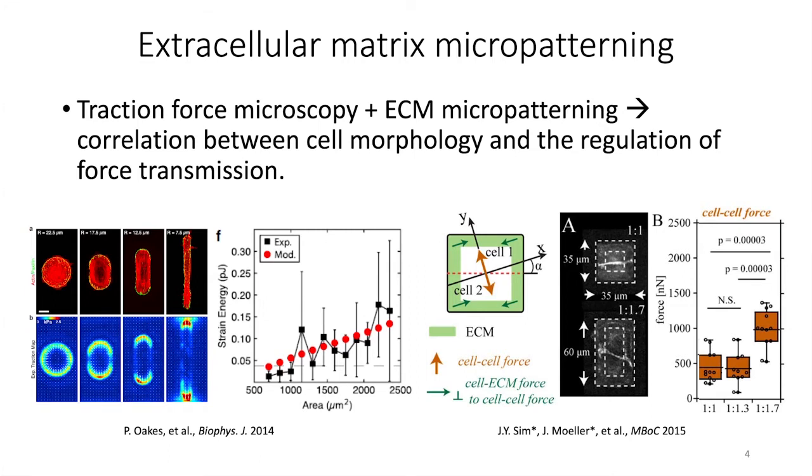In the figure on the left is a paper by Patrick Oakes from Margaret Gardel's lab, showing single cells assembled on micropatterns of the same area but different aspect ratio, starting with the circular micropattern in the leftmost panel. From the traction maps below, you can see that in areas of higher local curvature, you have higher traction stresses.